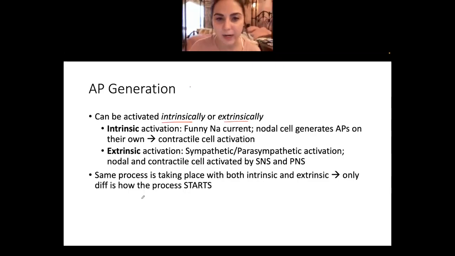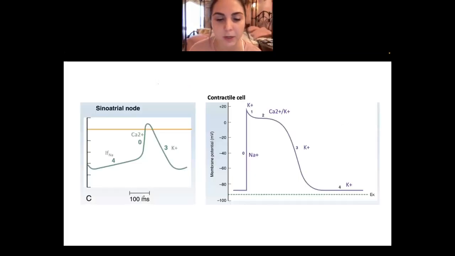For intrinsic, it's your funny current that triggers a whole set of stuff. Extrinsic, you have a beta-1 receptor that gets activated, G-alpha S. You have G protein propagation. So I'll show you it, but it's the same thing that's happening, nodal cell to contractile cell. The difference is how it starts. So that's what we're going to talk about now. We're going to review this stuff really quickly.